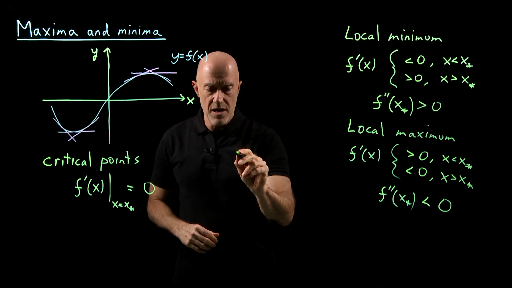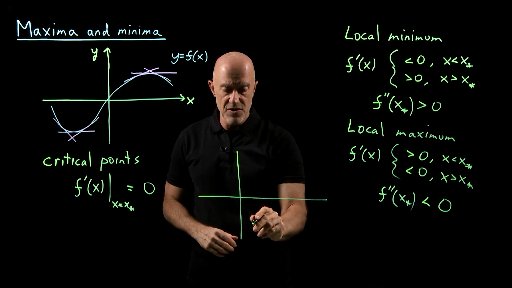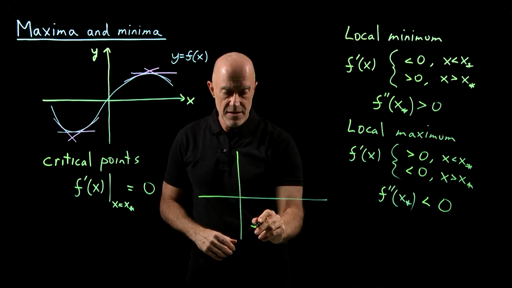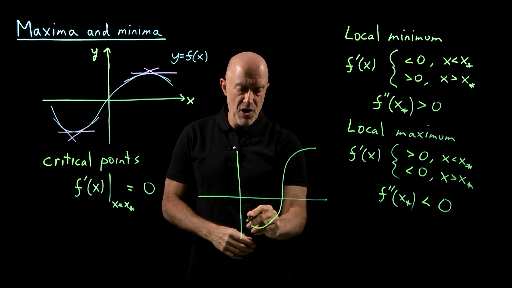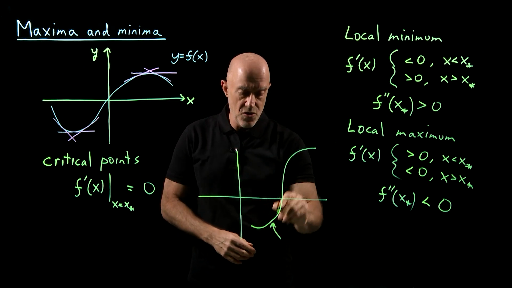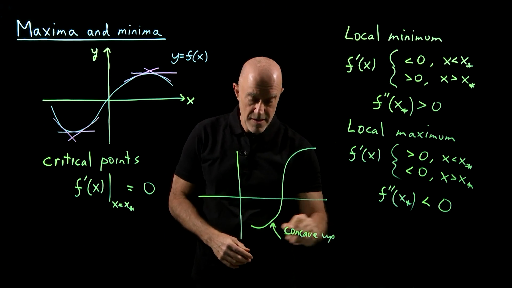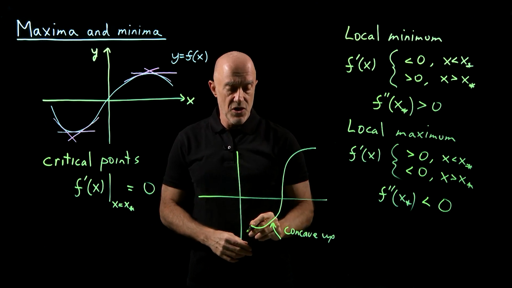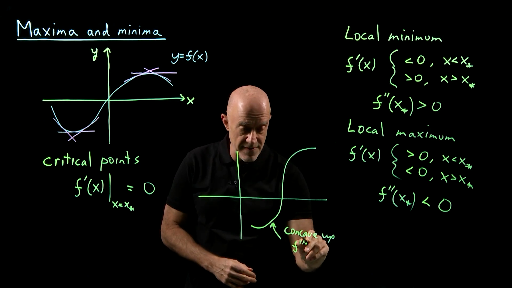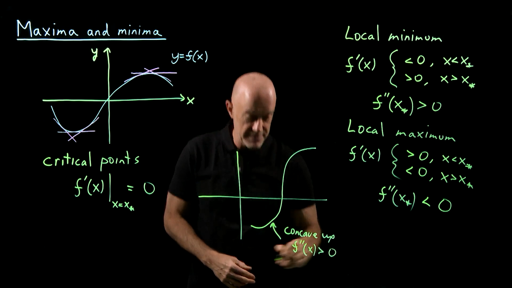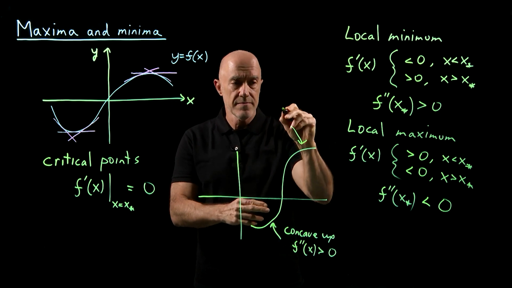There's one more feature of a graph that's worth explaining. We can have a graph that looks something like this one, this type of shape. This part of the graph down here is called concave up. The derivative is increasing, so the second derivative here is positive. So f double prime of x is greater than 0. This part of the graph is called concave down.